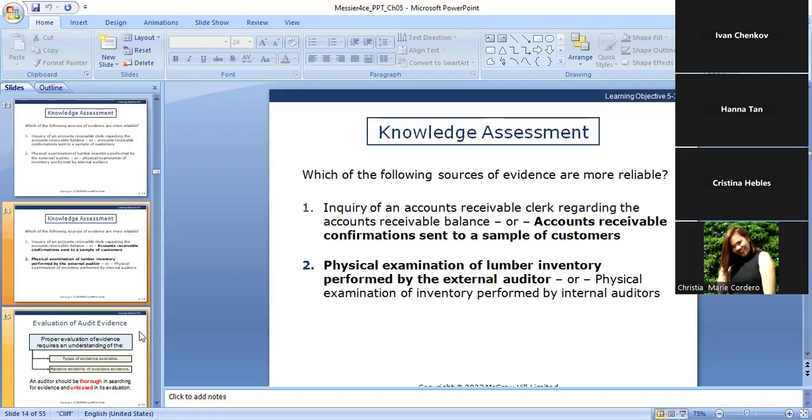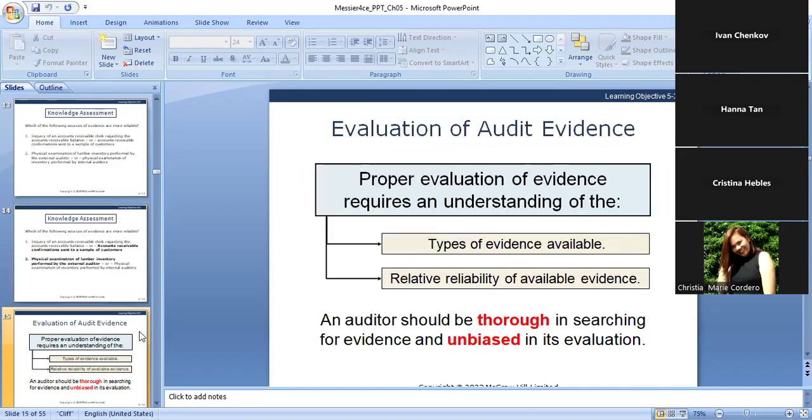Again, physical examination is important, and third-party confirmation also provides more quality and is more reliable than the internal. On the second one, it's the external, yes.